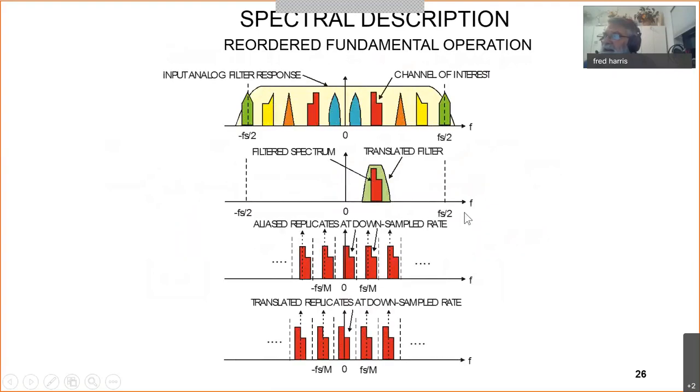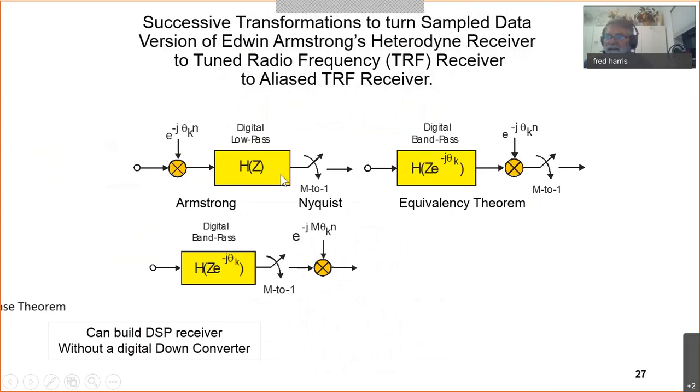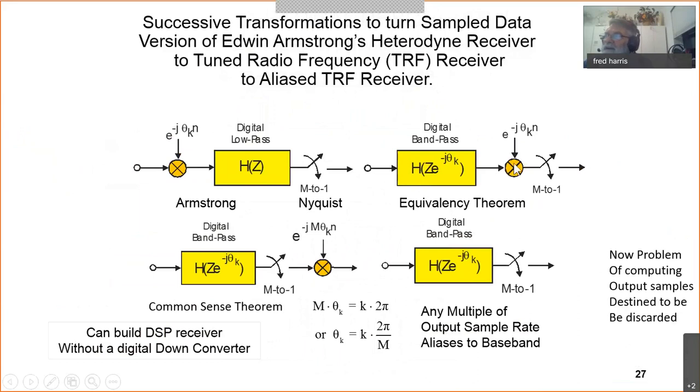So the next term in this operation is, we rotated down to baseband and heterodyned if we had to, but we don't have to heterodyne because we can do this. This is our old Armstrong down converter. We applied the equivalency theorem, which said, let's put the rotator in back instead of in front. And then common sense says, why should we down convert numbers we knew we were bound to discard? We'll work the down converter at the output sample rate. Now, when we use the converter at the down sampled rate, the rotation rate is no longer theta radians per sample, but M times theta.